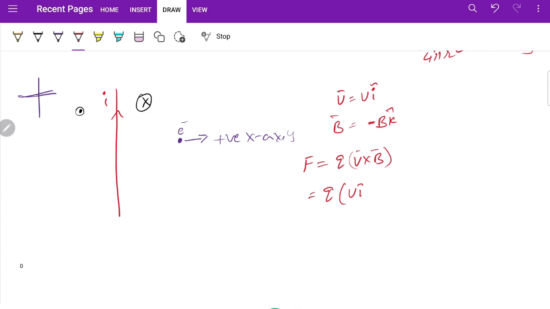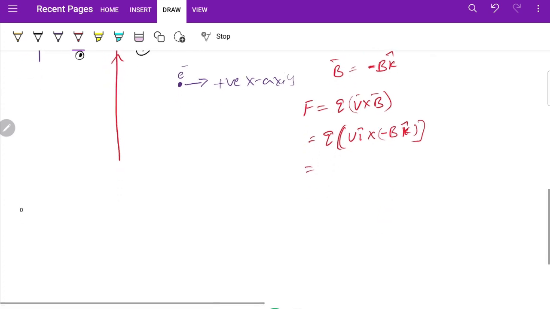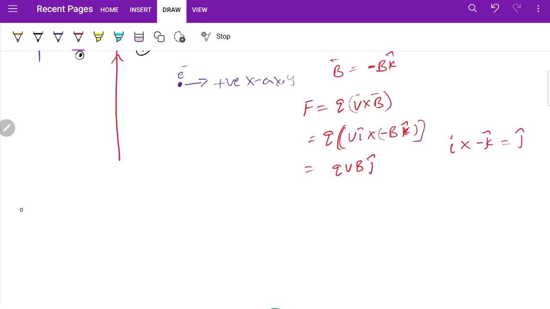Now if I substitute, Q is the charge of the electron, V i cap cross minus B k cap. If I simplify, finally I will get Q V j cap. Why? Because i cap cross minus k cap will yield j cap plus j cap. So that means the particle will go in the direction of positive Z axis, sorry, positive Y axis. So it will go in the positive Y axis direction.